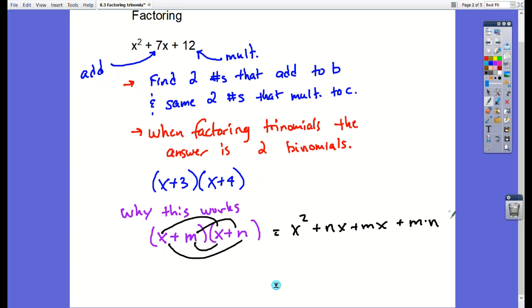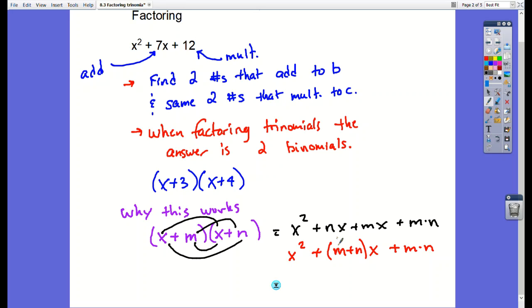Right? This is what happens when we FOIL. Now we can't do anything with this. We can't combine like terms only because we don't know what n and m are, although these are like terms. But one thing that we could do to make this easier to read is we could rewrite it as x squared plus, and since they both have an x, and n and m are just numbers, like 3 and 4, or any number we want them to be, this is going to become (m plus n)x plus m times n.